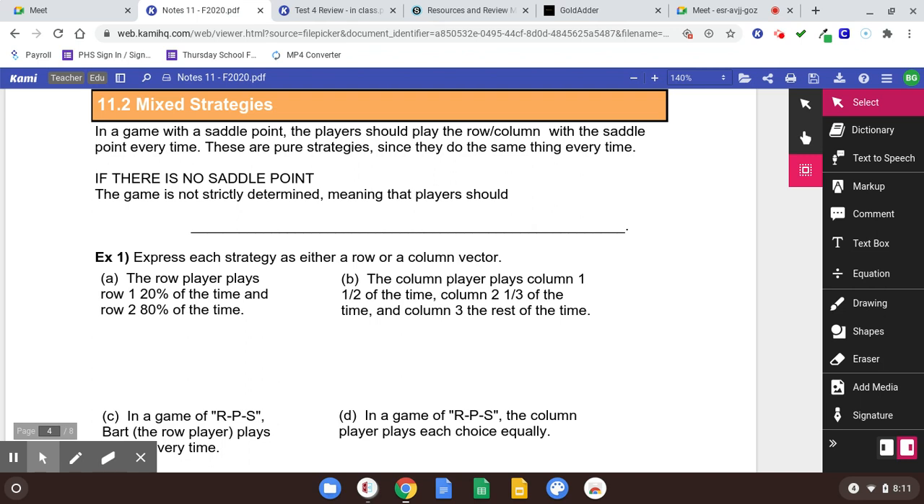11.2, mixed strategies. In a game with a saddle point, the player should play the row and column with the saddle point every time. These are pure strategies since they do the same thing every time.